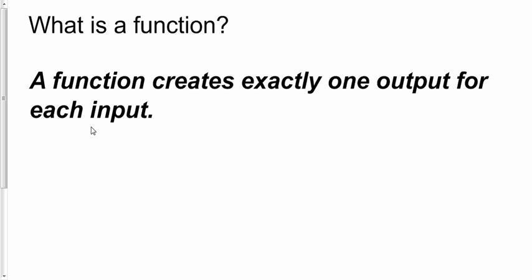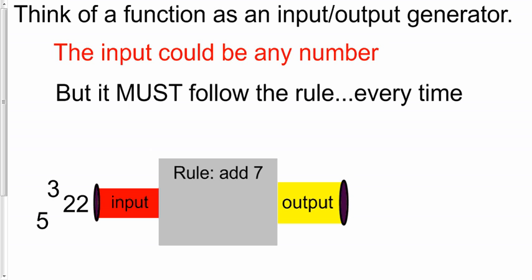What is a function? A function just creates exactly one output for each input. So let's go through and take a look at what we're talking about there. Sometimes when we talk about inputs and outputs, we'd like to talk about there being an input-output machine. So I made like a fake machine here. This is the input side. We will input a number. It follows a rule and we get a new output.